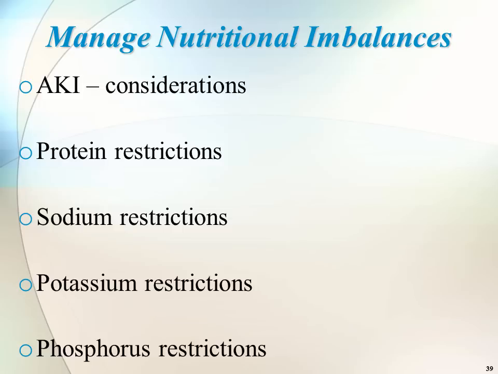Phosphorus restriction. The phosphorus restriction is tough because we do want to encourage calcium, but phosphorus is usually in things that have calcium. Dairy foods are high in phosphorus, and meat and dairy, and like I said, meat and dairy products, and lots of things that are high in protein contain phosphorus as well.